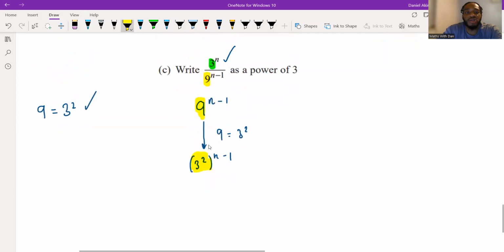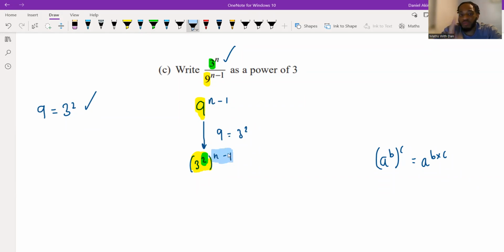And then now, if I just look at this here, well, I can use one of my index laws that says, well, if I have a to the power of b all to the power of c, this is just equal to a to the b times c, right? In this case, we can see that there's 2 powers. So we have this power of 2 here, right? And then we also have this power of n minus 1, yeah? Even though this has more than one expression in it, it's still a power on its own.